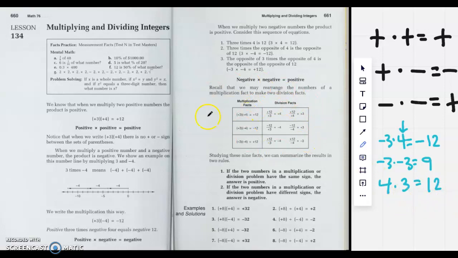Notice over here they give you a table with just the same idea. So this right here is so important for you to memorize and know very well. It will become like second nature to you the more you do it. So that's it. That's the big idea.